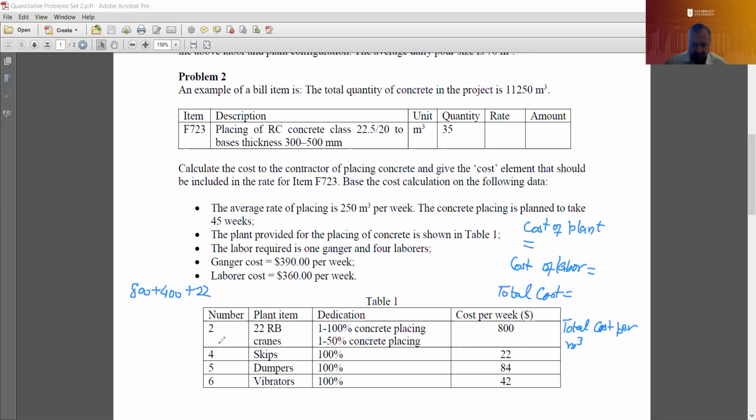22, but there are four of these, so times four. And then the dumper is 84. So how many of these are there? Five. And then the vibrators are 42 per week, and there are six. And then this is the weekly cost, okay? And then if you multiply it by the number of weeks it is needed, that is 45 weeks, in this way then you will get what answer? Can you tell me the answer?